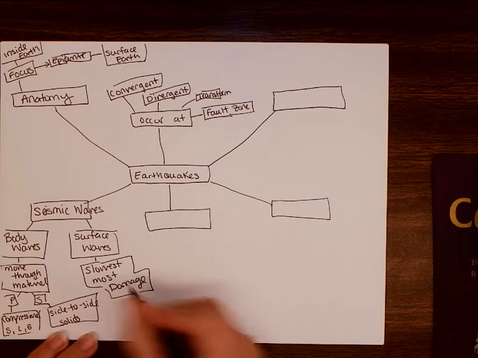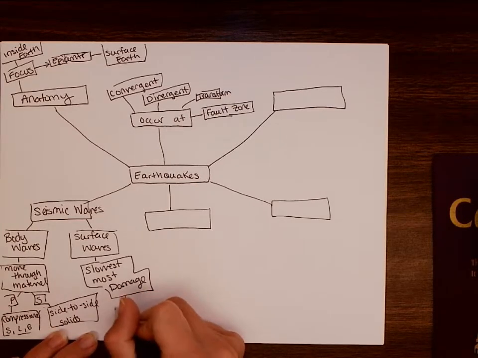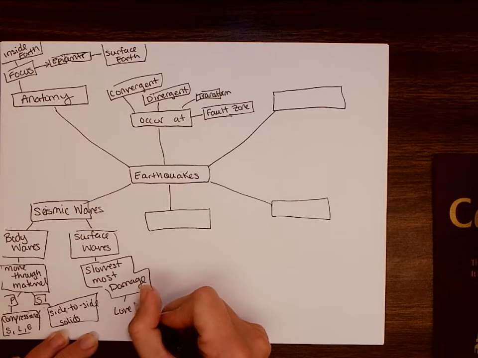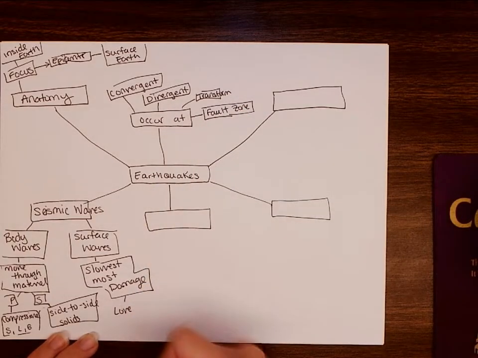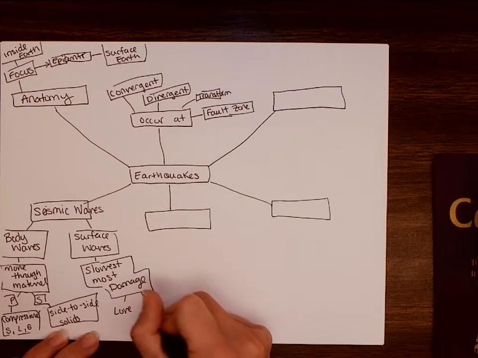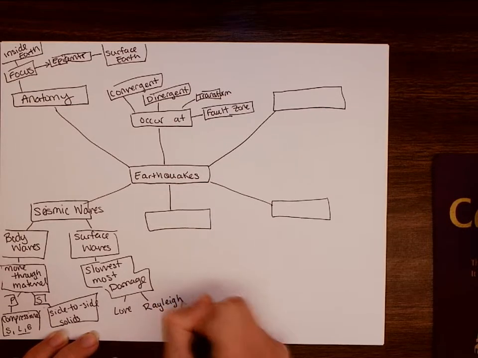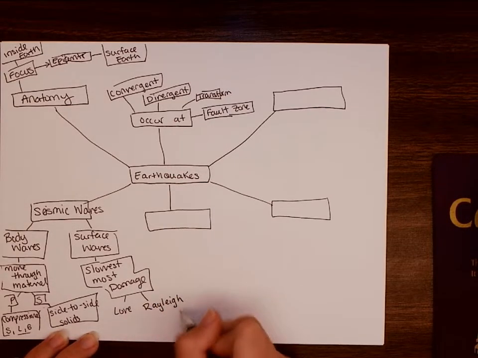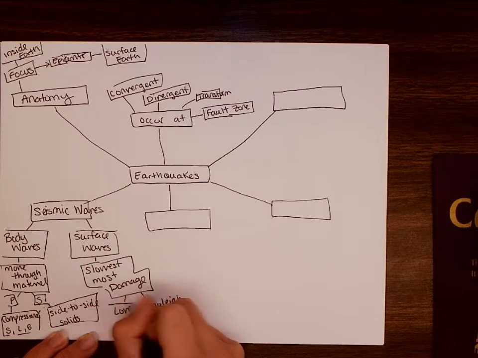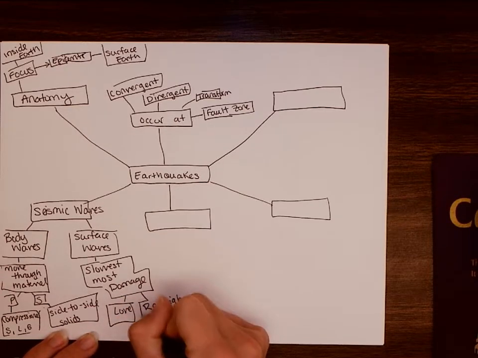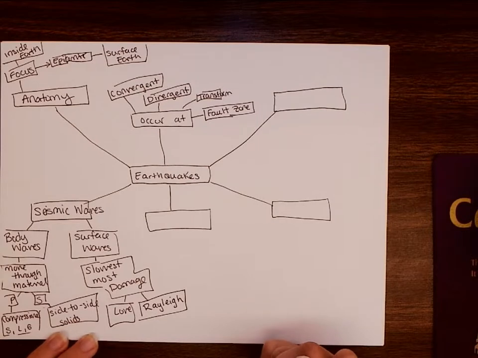Box here. Slowest type of waves, they cause the most damage, and we have two types here that we looked at. One of them was called a Love wave, and this kind of moves material perpendicular side to side. And then we have our Rayleigh waves. And these are going to move in a circular motion. And these guys on the surface cause the most damage.